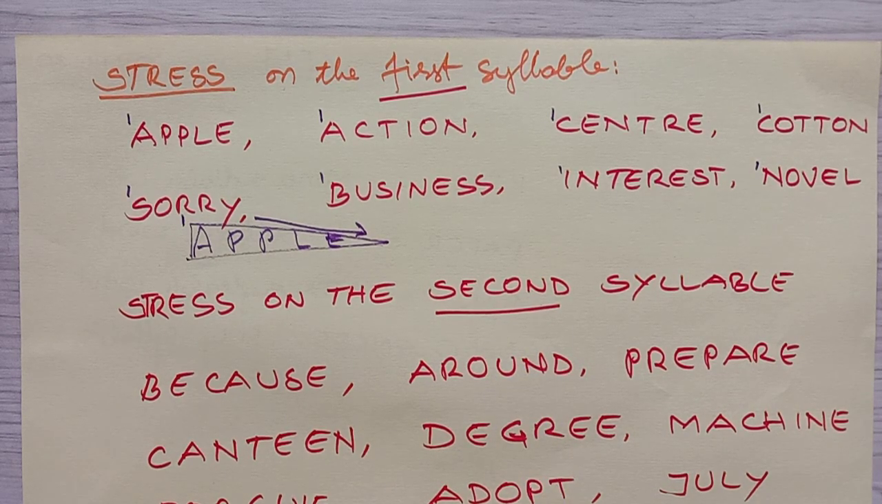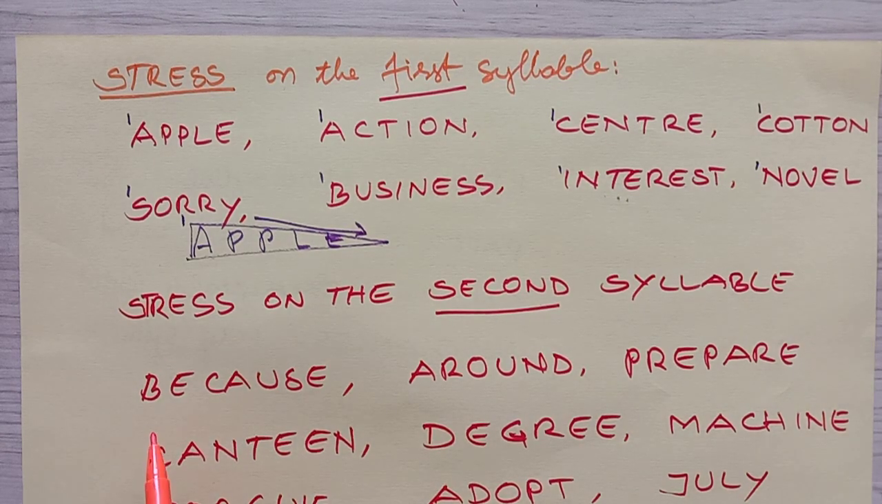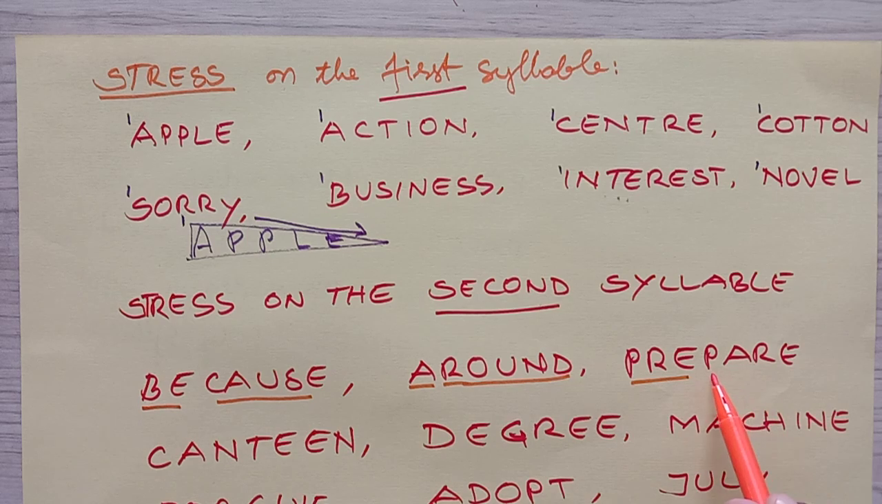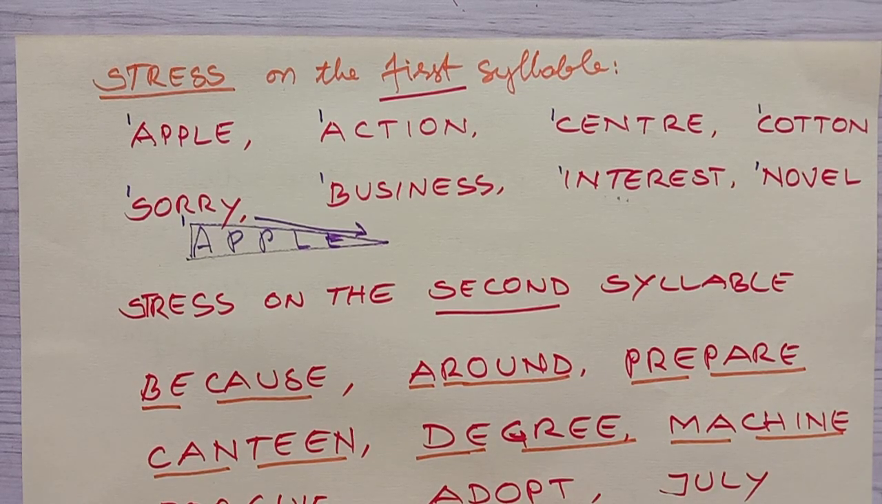First let us decide what the syllables are here. Let me underline these syllables. This is the first syllable: because, around, prepare, canteen, degree, machine, forgive, adopt, July. Yes, we have decided that these are the syllables.